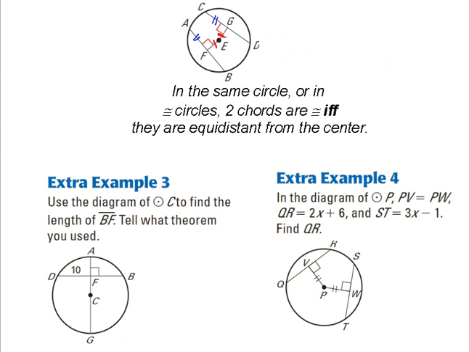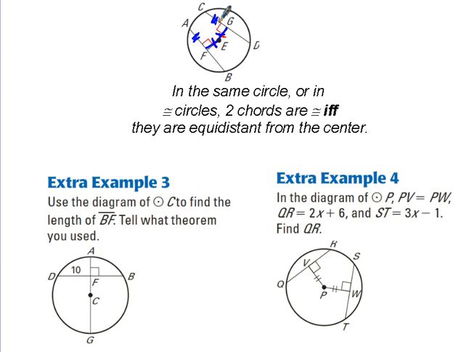Going on, the next theorem says in the same circle, or in congruent circles, once again having the same radius, two chords are congruent if and only if they are equidistant from the center. So if this distance here is the same, then the chords are the same, or at least are congruent.